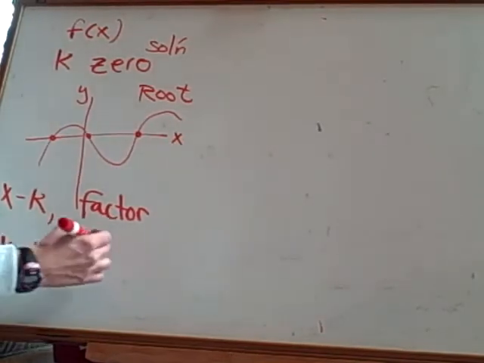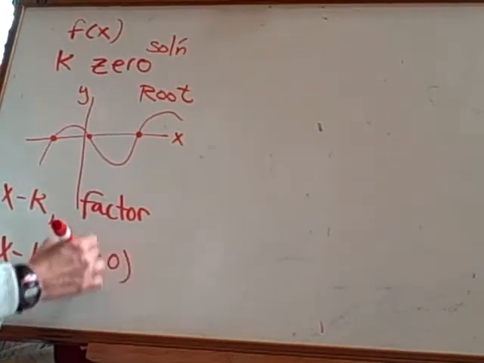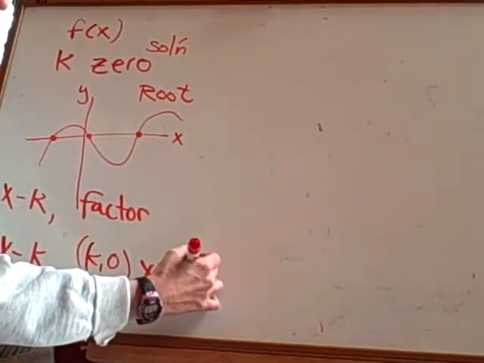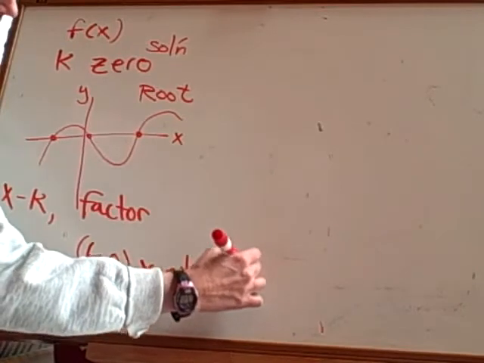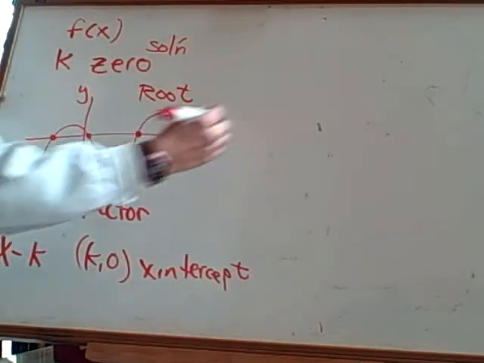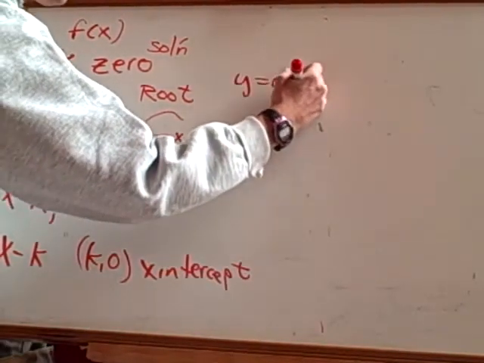Okay. k comma 0 is actually a point, and that is the x-intercept. That's where it crosses the x-axis. So just kind of for kicks, let's look at this here and see if you can tell me what this was here.